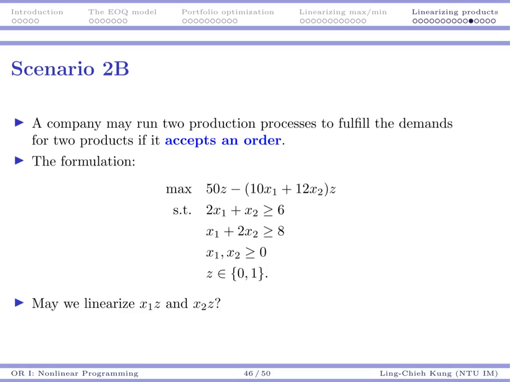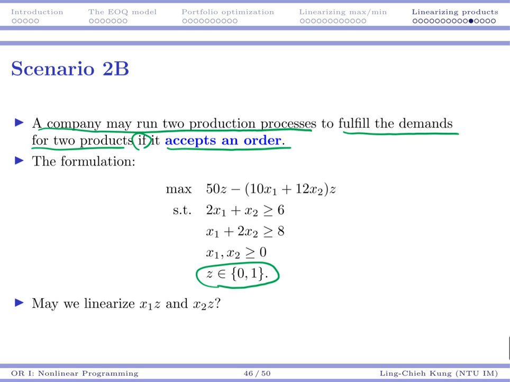Okay, so all that remains is for us to deal with the remaining three scenarios. So let's say a company is going to make two production processes, and that's going to fulfill a demand for two products. But the company should do that only if it accepts an order. So what does that mean?